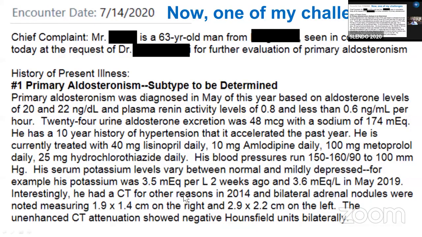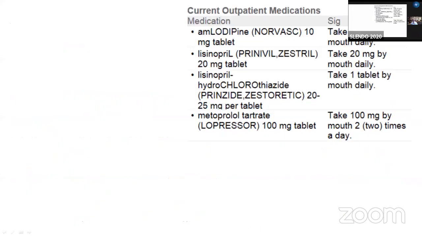2019. In 2014, he had an abdominal CT for other reasons, and bilateral adrenal nodules were found, 1.9 centimeters on the right and 2.9 centimeters on the left, so larger in the left adrenal. Reportedly, they were lipid-rich. This is from our electronic medical record with his medication list.